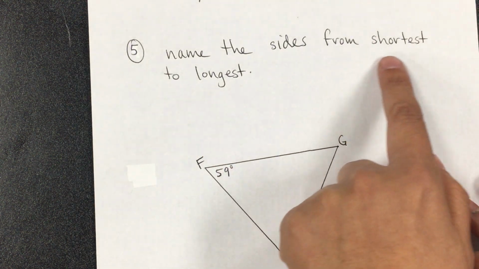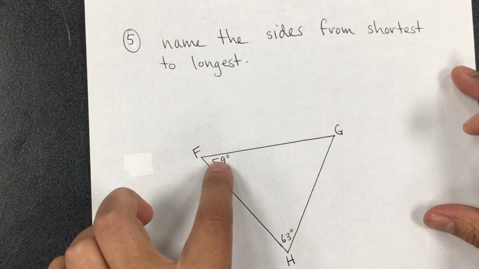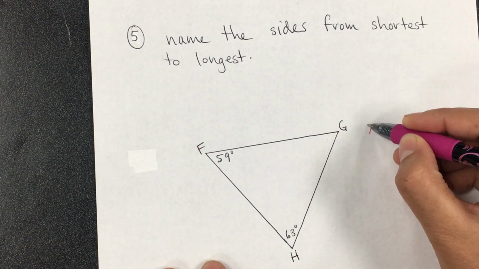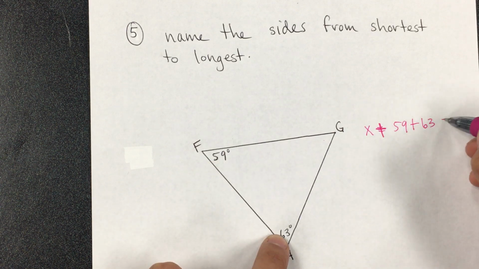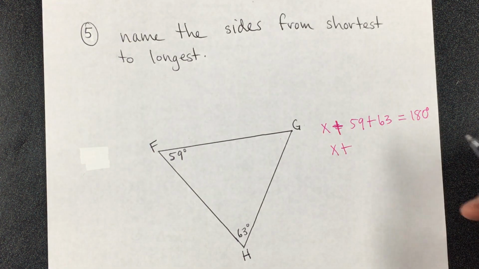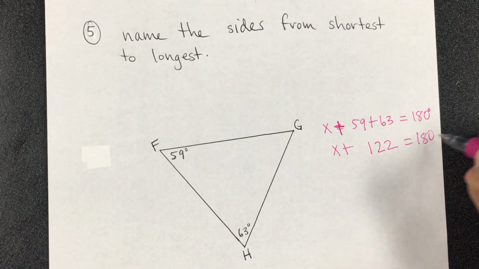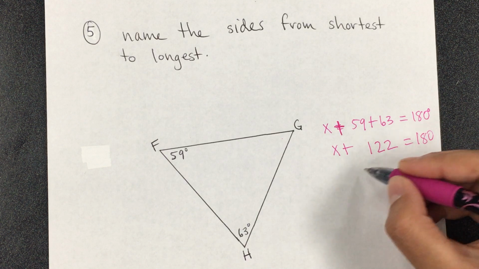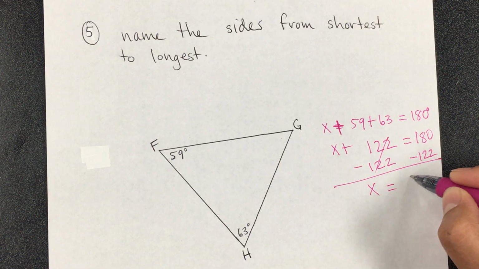In here it says name the sides from shortest to longest. Well, to be able to figure that out, I need to know which one is the shortest angle, but I don't have one of them. However, I know that this angle, I'm just gonna call it X, plus 59 plus 63 gives me 180 degrees. X plus 59 and 63 is equal to 122. Let me just check. Yeah. So I subtract 122, and so X gives me 58 degrees.